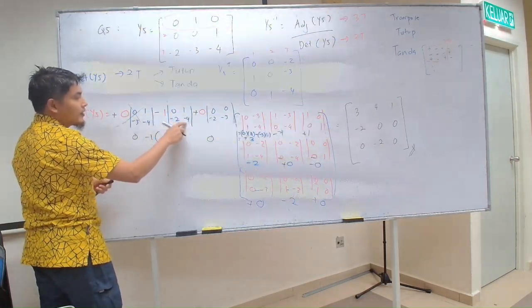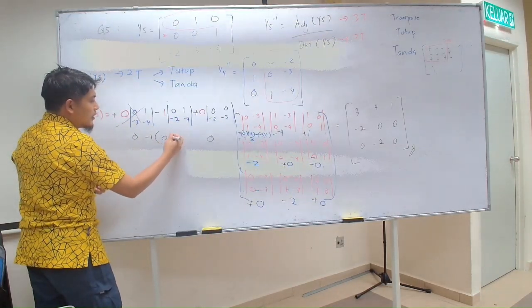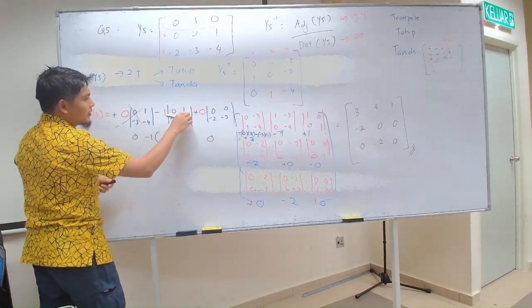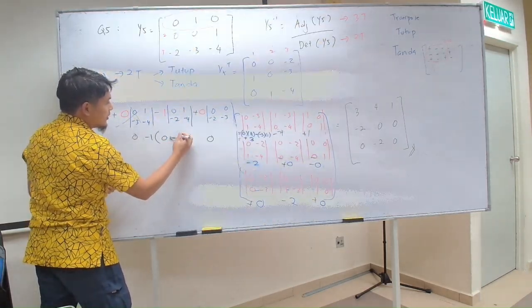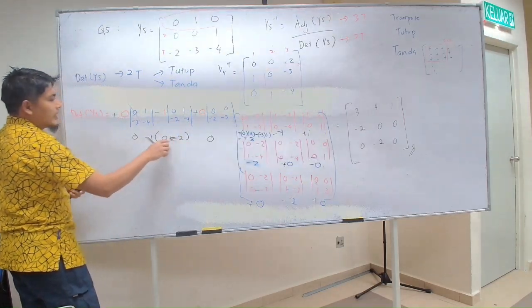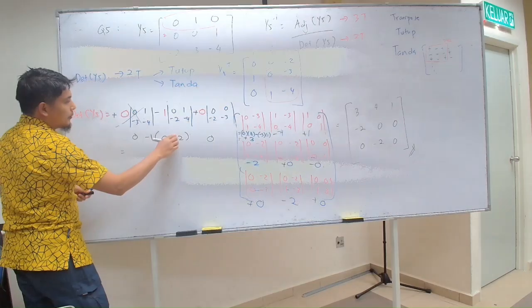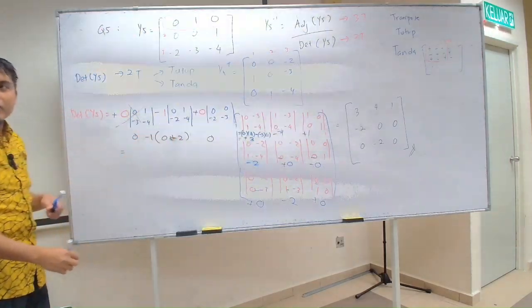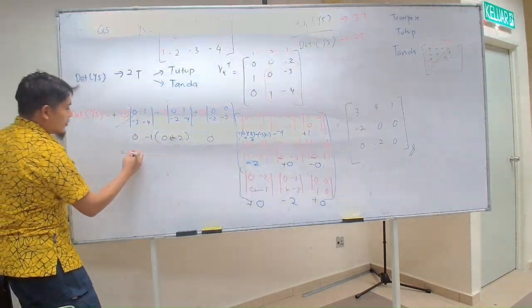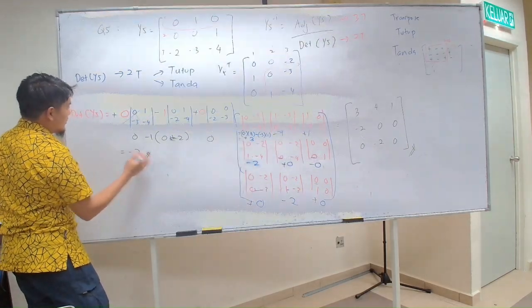0 multiply negative 4, you get 0. Multiply with 1, minus with minus 2. Finally, you get positive 2. Positive 2, is it? Finally, you get negative 2. So the determinant.